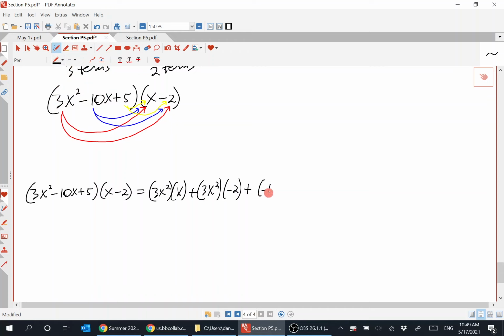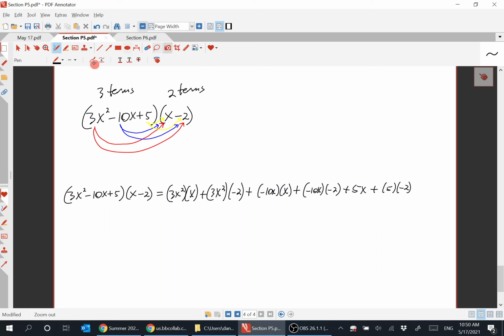And now I'm going to take the minus 10x and multiply it by the x and multiply it by the minus 2. And then I'm going to take the 5, multiply by the x, I'm going to leave out the parentheses there, and then multiply by the 2, negative 2. Okay, just like that. Now let's combine these.